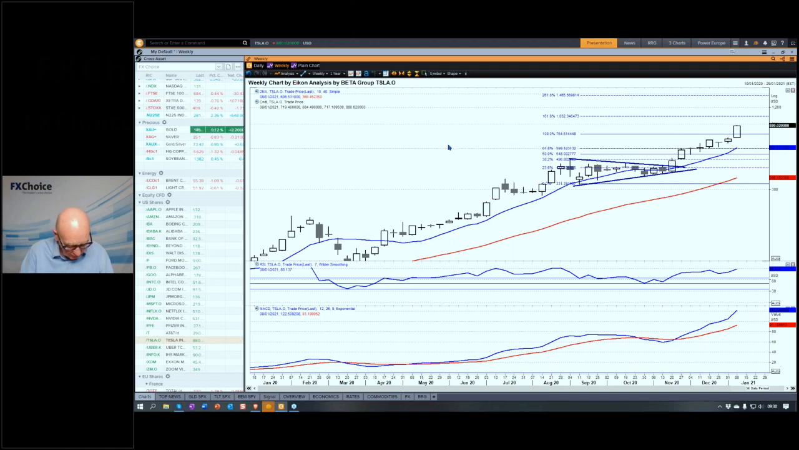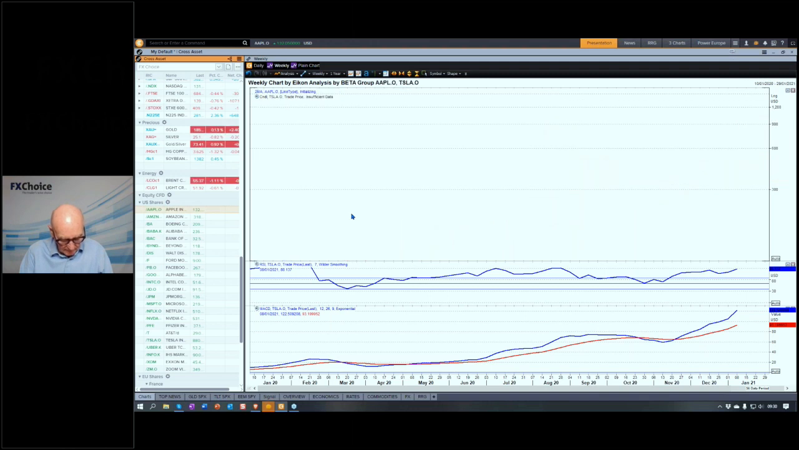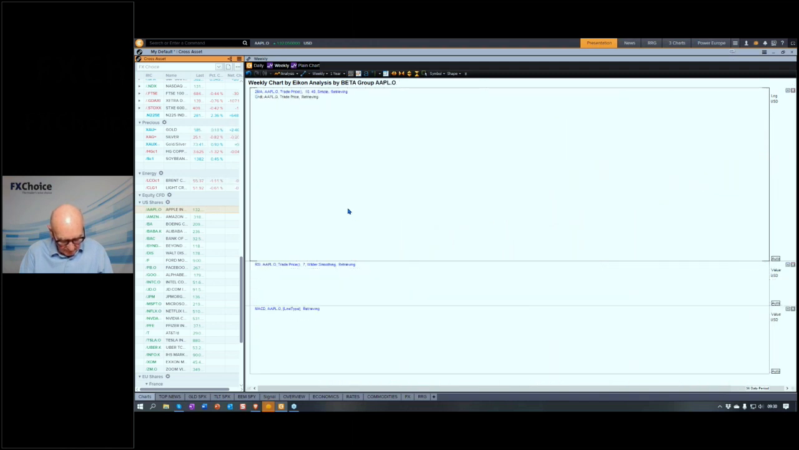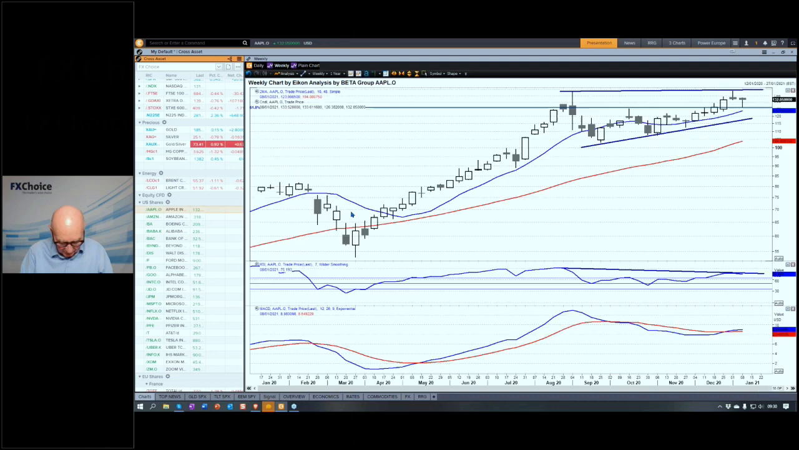I've just got a chance to mention one more, I hope, which is Apple, and so Apple is hesitating at the September high here. This is the weekly chart of Apple. It's hesitating there. We've got this rising line here, ascending triangle. It normally resolves itself to the upside.